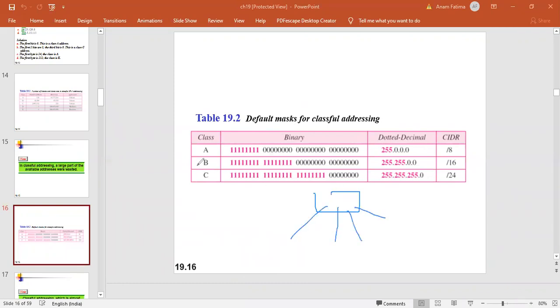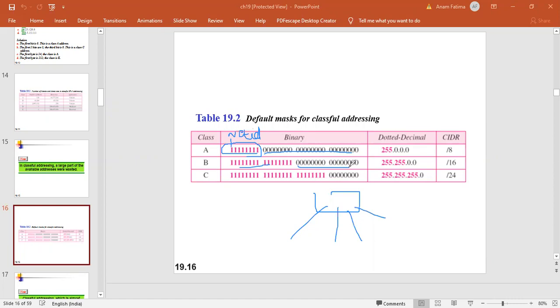So in case of your class A, your net ID part was your first byte. The first byte was used to identify your net ID, and the remaining 24 bits were used to identify your host ID part. For class B, 2 bytes were used to identify your net ID part, and the remaining 16 bits identify the host within those blocks. Then you have your class C, where 3 bytes define your net ID, and 1 byte identifies the host ID.